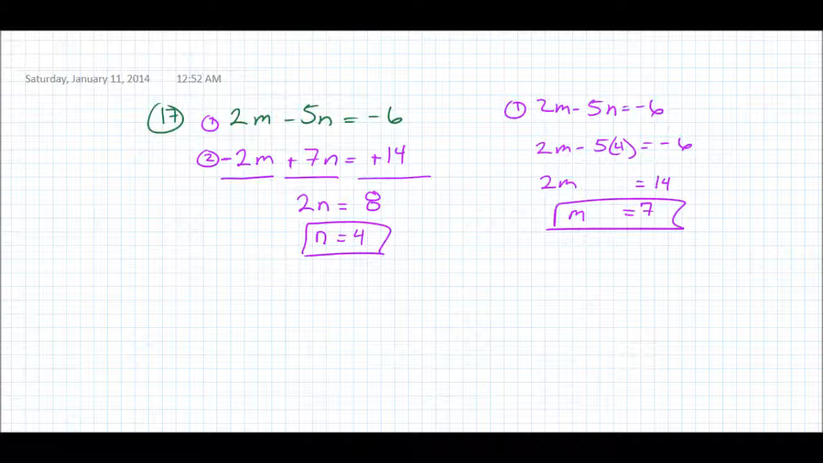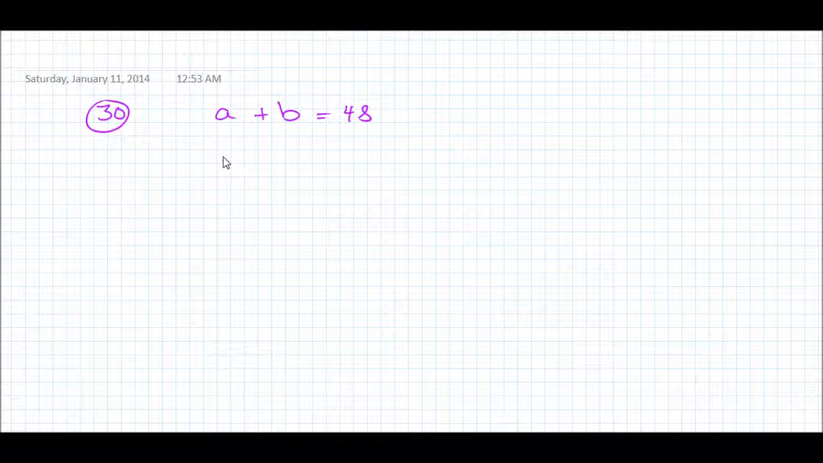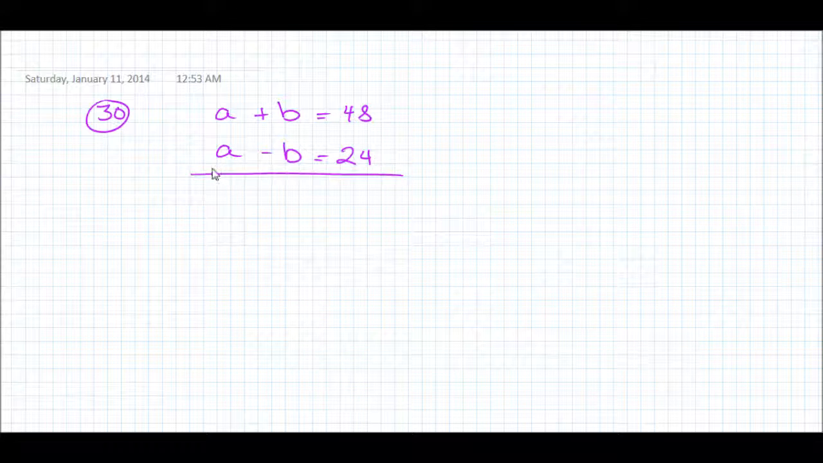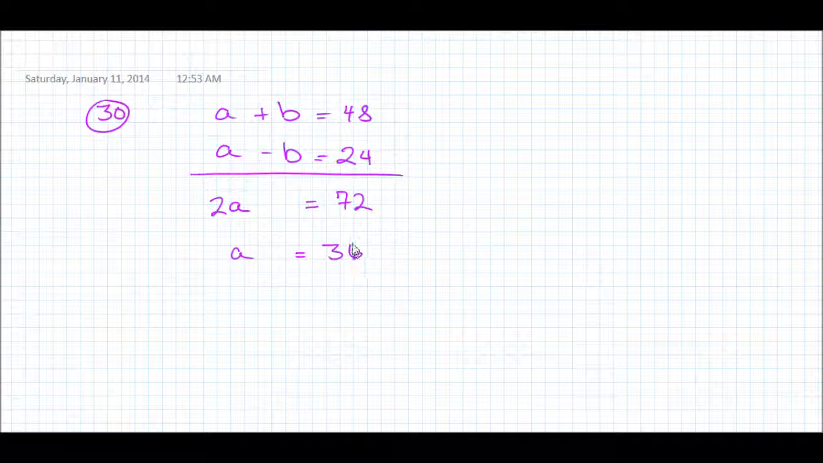Next problem, 30. The sum of two numbers is 48. So a plus b is 48. And their difference is 24. So a minus b is 24. What are the numbers? Well, it's set up to add, so we add them. 2a, the b's go away, equals 72. Divide each side by 2, so a equals 36.